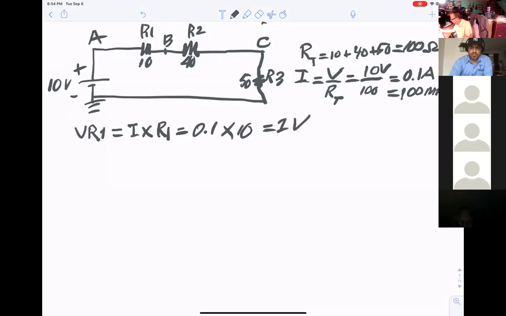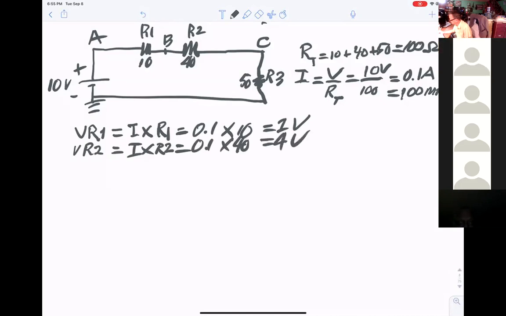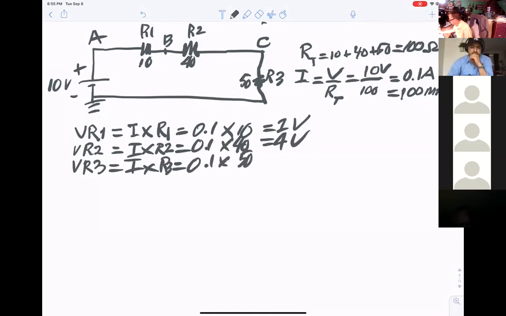Now if you want to calculate the VR2, then I times R2, 0.1 times 40. That's 4 volts. And VR3, I times R3 will be 0.1 times 50, so 5 volts.